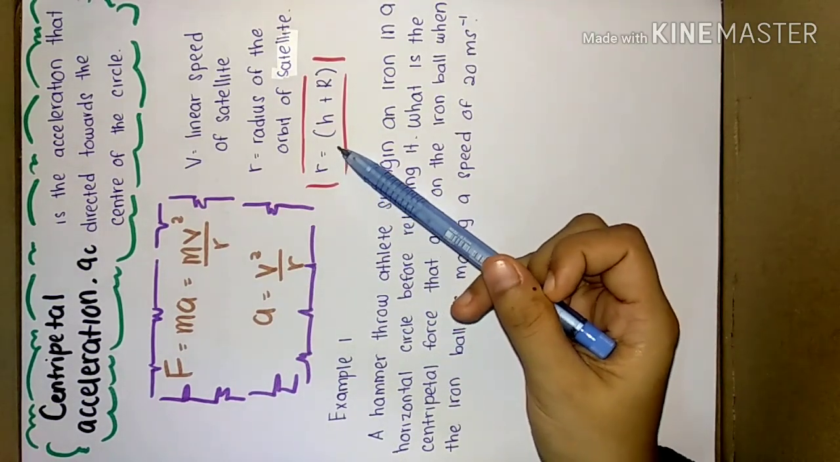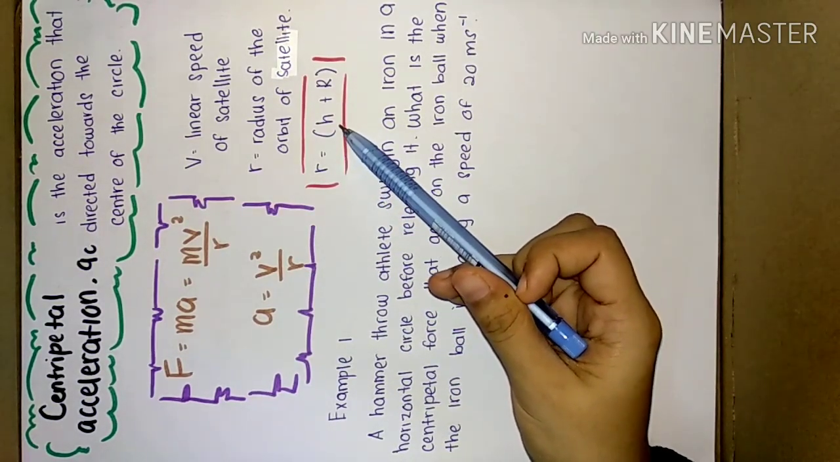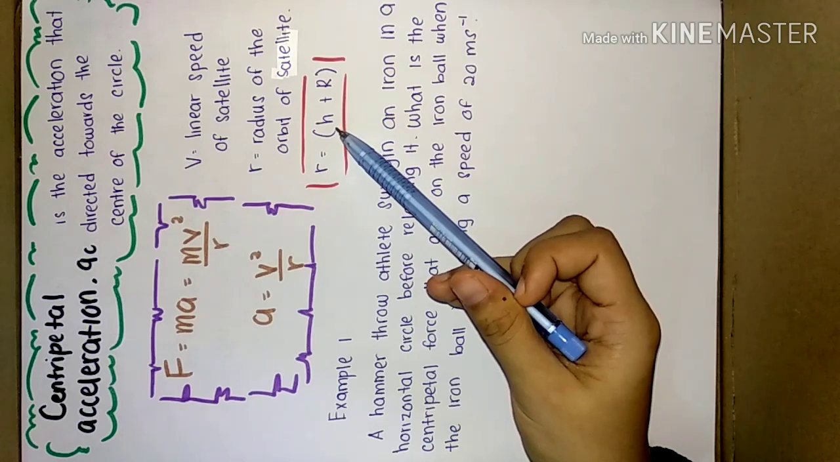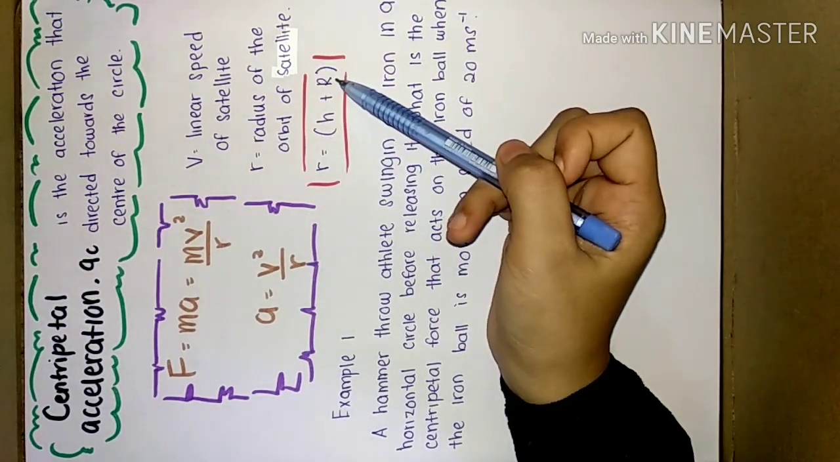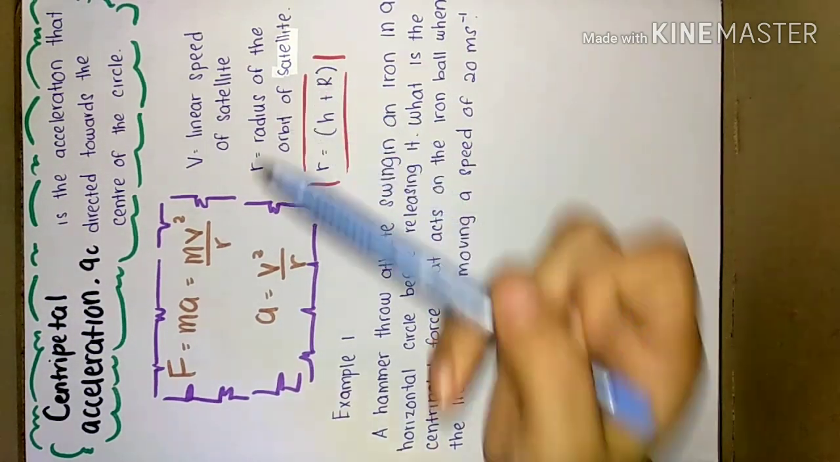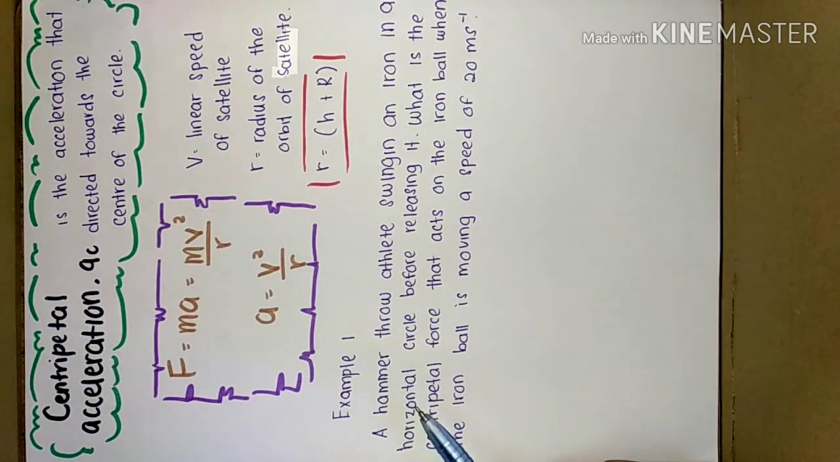So R will be equal to h, the height of the satellite, plus R, the radius of Earth, giving the distance from the satellite to the center of Earth.